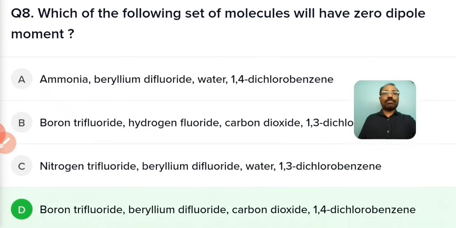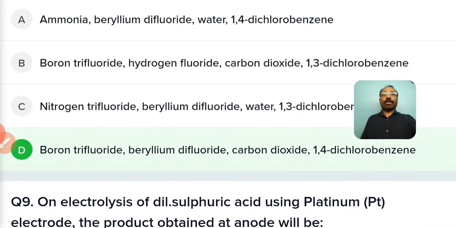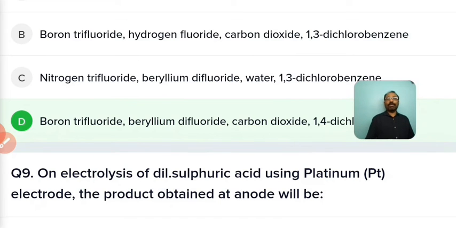Just you observe the first option A. Ammonia is a pyramidal shape, therefore it shows the dipole moment, and beryllium difluoride is symmetric, therefore it has a zero dipole moment. Therefore, one molecule has a dipole moment and another does not have the dipole moment. Therefore, we can avoid the A option. Next, boron trifluoride, zero dipole moment, because it is a trigonal planar and symmetric structure, but hydrogen fluoride is unsymmetric, therefore it has the dipole moment. Therefore, we can avoid the B option also.